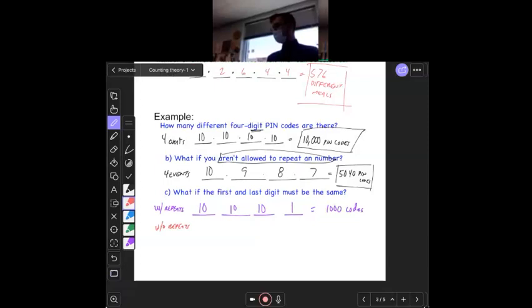So the second can't be the same as the first. The third can't be the same as the second or the first. Like the first rule is still there. The first and last one are going to be the same.